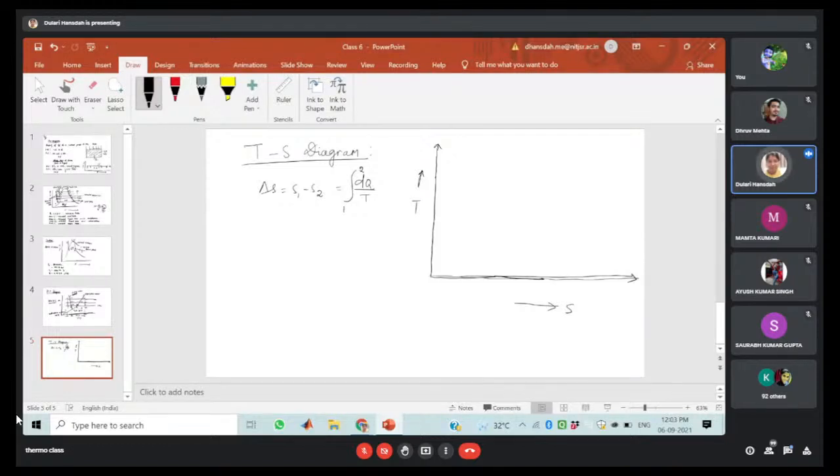Let us consider solid ice is kept at the -5 degrees Celsius. Okay, solid ice at -5 degrees Celsius we have kept inside the piston cylinder arrangement. Okay, so the mass is, let us consider, 1 kg. Okay, the pressure is constant pressure, 1 atmospheric pressure.